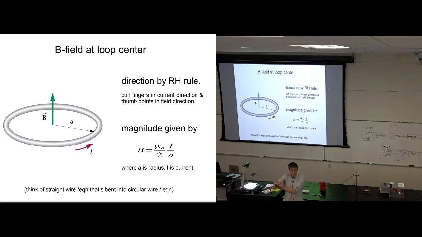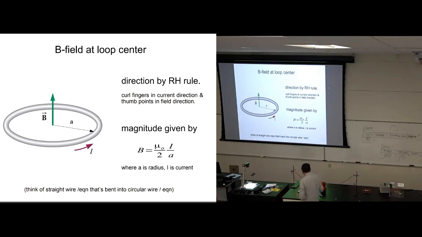This one, we're going to use our right-hand rule again. We're going to use our fingers again and our thumb again, but this time for the current loop, you're going to curl your fingers. You'll curl them in the direction of the current, and then your thumb will naturally point in the direction of the field at the center of the current loop, or through the middle of the current loop.